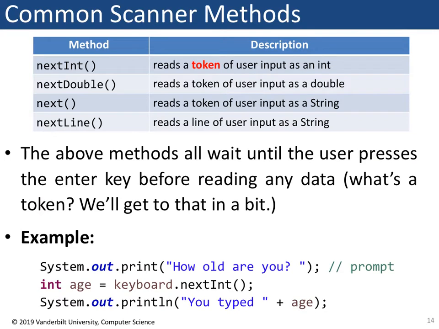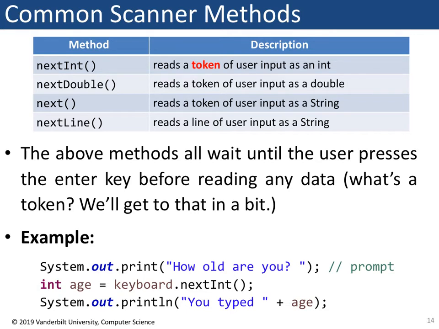So here are descriptions for common methods which are part of the scanner object: nextInt, nextDouble, next, nextLine. So nextInt reads a token, we'll talk more about tokens in a minute, but reads a token of user input as an integer. nextDouble is going to read a token of user input as a double. next reads a token of user input as a string, while the last, nextLine, reads a line of user input as a string. All of these methods wait until the user presses the enter key before reading any data.